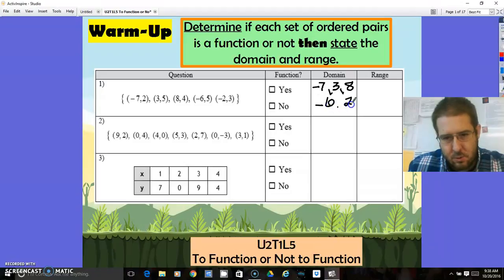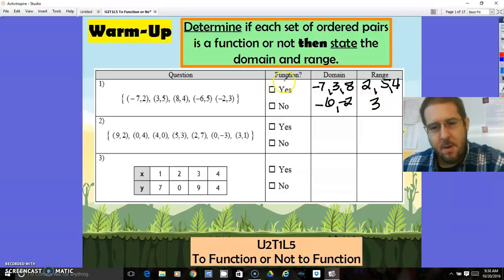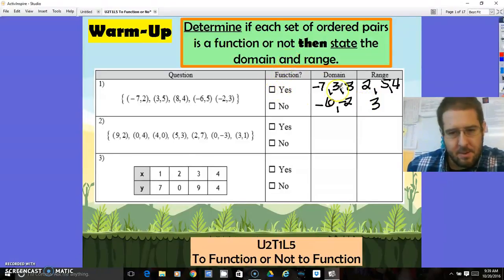-6 and -2. All right, and then the range is just a list of all the possible y's. You've got 2, 5, 4, 5 again, so I'm not going to repeat, and 3. So those are all the possible answers for y's. Now, usually you want to put them in order from least to greatest, but for the time being, it's really not wrong if you don't put them in order from least to greatest.